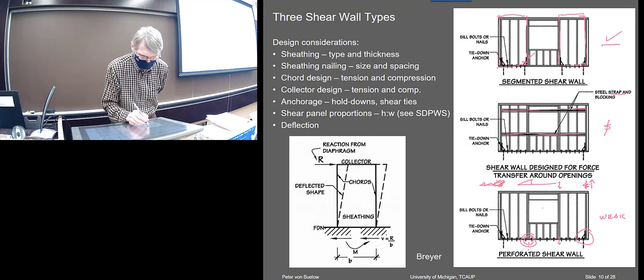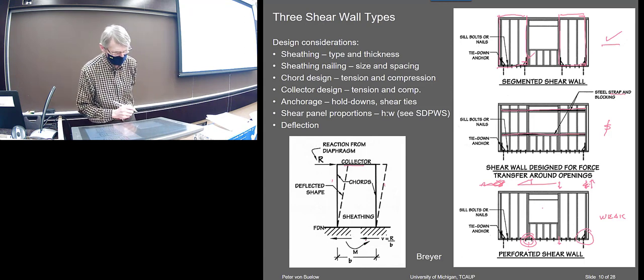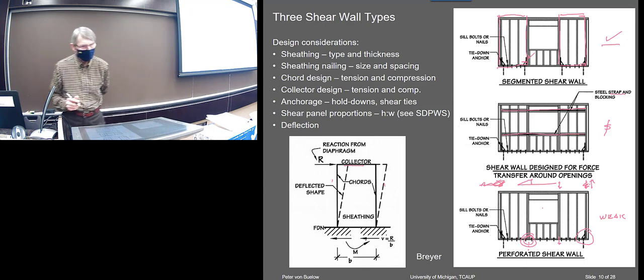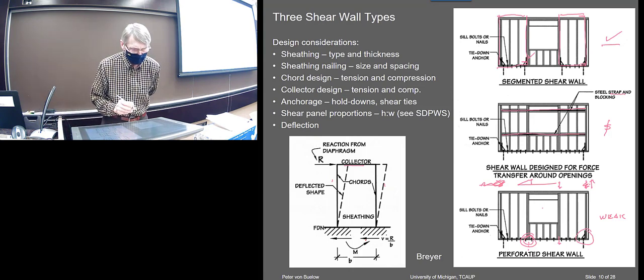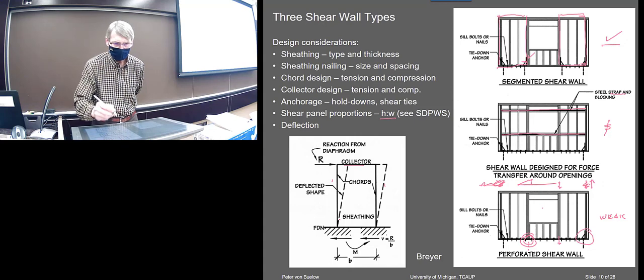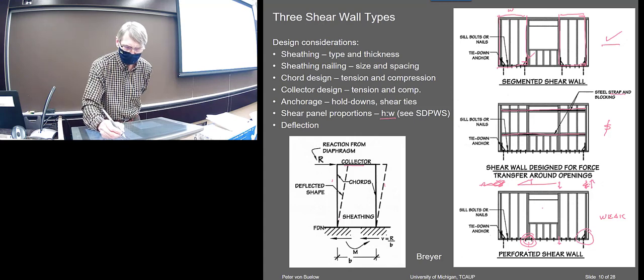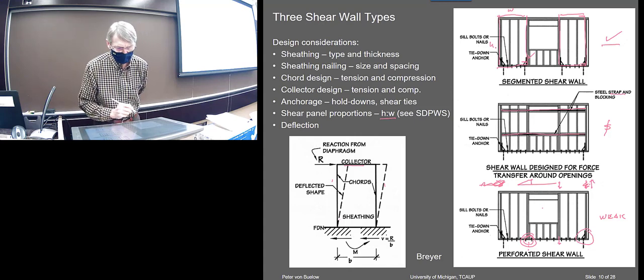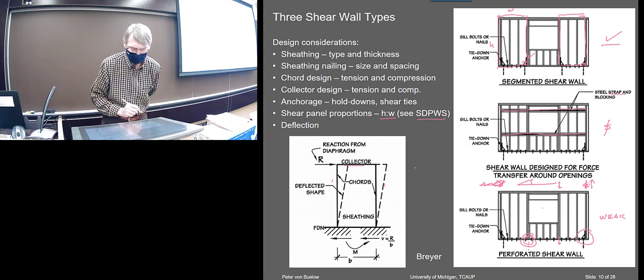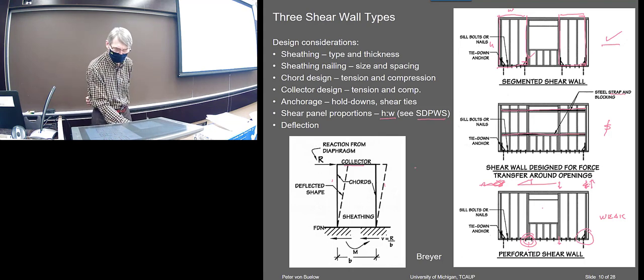Okay, again, the nomenclature: collector strut goes at the top. In this case, we're calling the chords the sides. All right, and there are proportions to these, a limited width to height ratio, and that is in what they call SDPWS. Is what it's called.